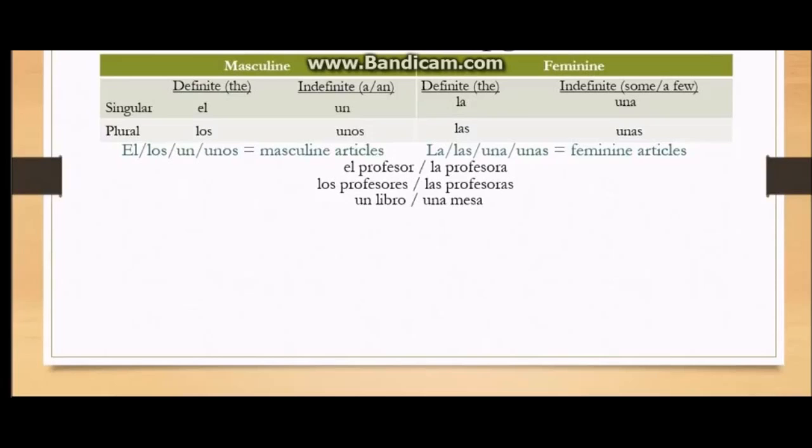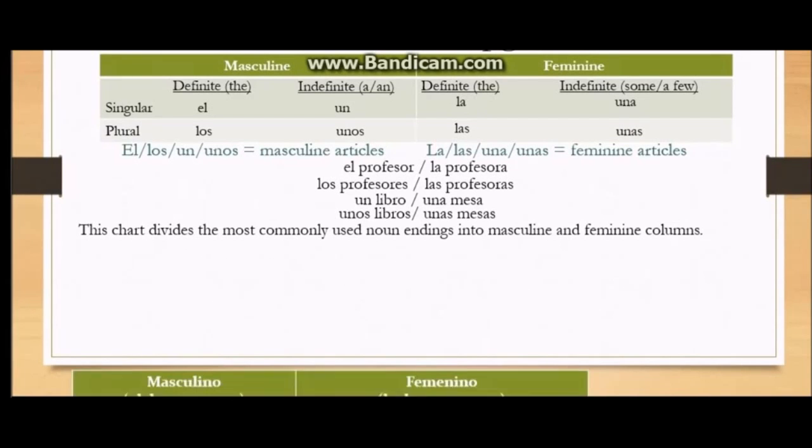If we want to make these nouns plural, we get unos libros and unas mesas. We just can't change the noun to be plural without changing the article as well. They go hand in hand and must agree with each other. When we want to make a noun change number, going from either singular or plural to singular, we look at the noun ending.